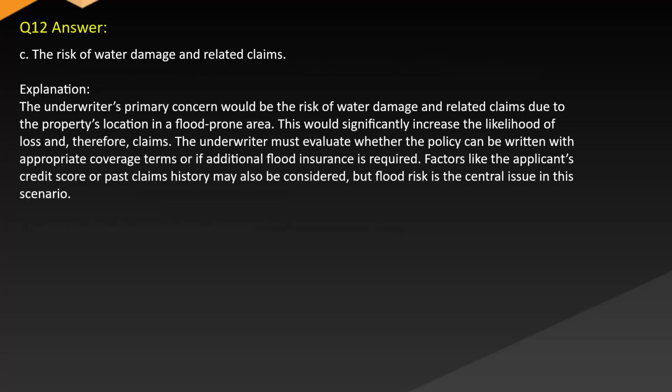Answer C. The risk of water damage and related claims. Explanation. The underwriter's primary concern would be the risk of water damage and related claims due to the property's location in a flood-prone area. This would significantly increase the likelihood of loss and therefore claims. The underwriter must evaluate whether the policy can be written with appropriate coverage terms or if additional flood insurance is required. Factors like the applicant's credit score and past claims history may also be considered, but flood risk is the central issue in this scenario.